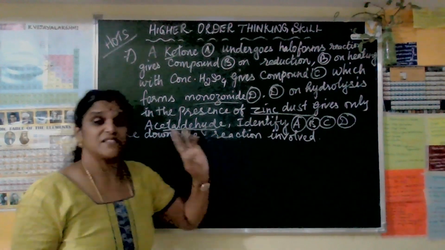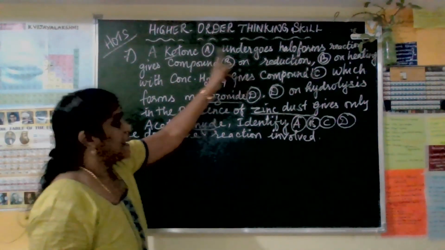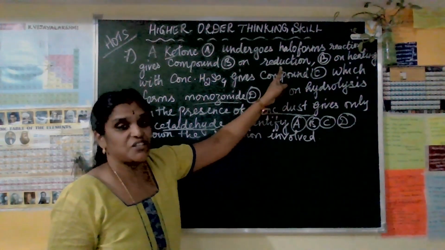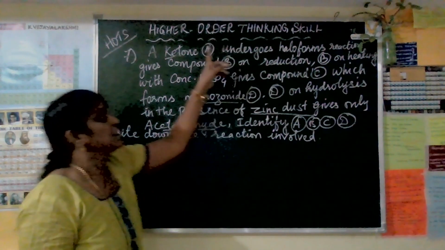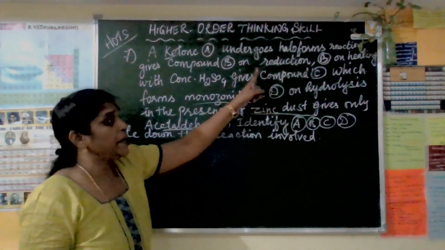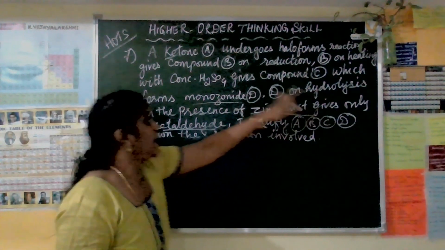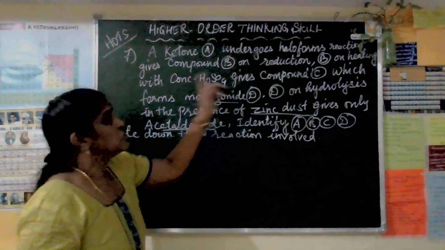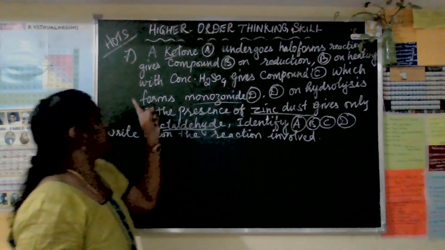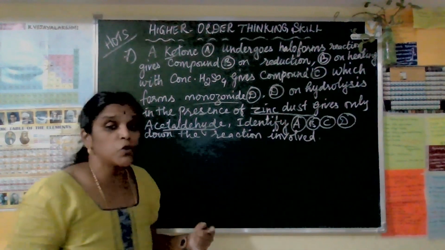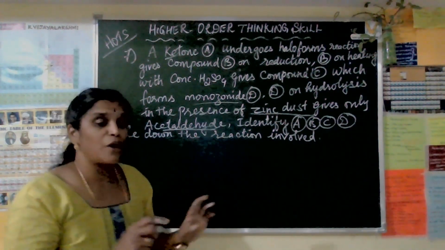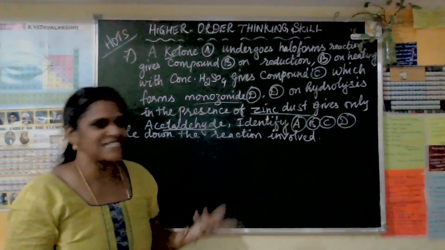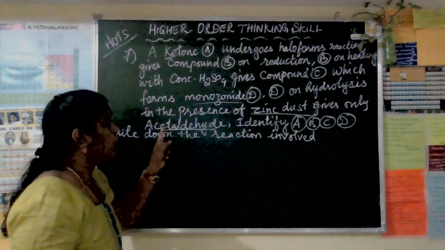The next question is really a puzzle. A ketone A undergoes haloform reaction, and gives compound B on reduction. So compound B on reduction, what is it? The ketone gives B at reduction time only. Then B on heating with concentrated H2SO4 gives compound C. That means removal of water. Here C forms a mono ozonide. Ozone formation is a clue for us. So that is D. D on hydrolysis with zinc dust, of course, we will get only acetaldehyde.